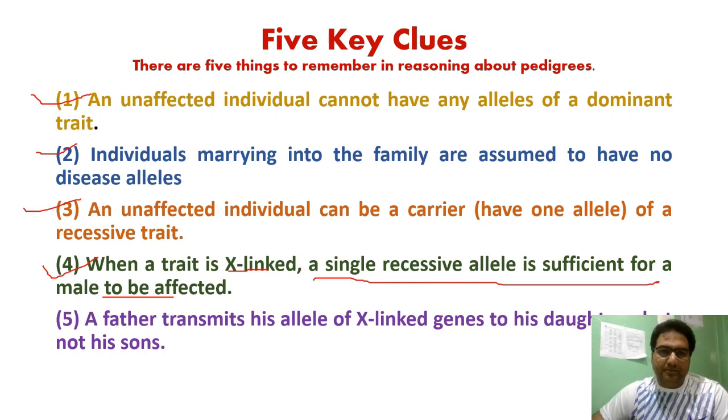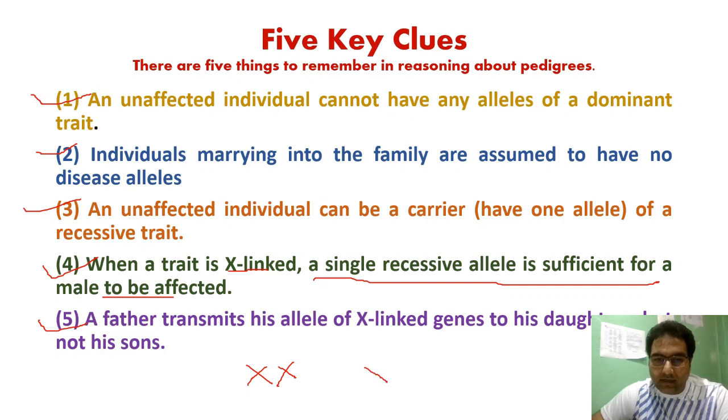Point number 5 is that the father transmits his X-linked gene to his daughter, but not to his son. Yes, it is the mother who transmits an allele of X-linked genes to both her daughter and the son. So when we talk about the daughter, it is XX, and when we talk about the son, it is XY.